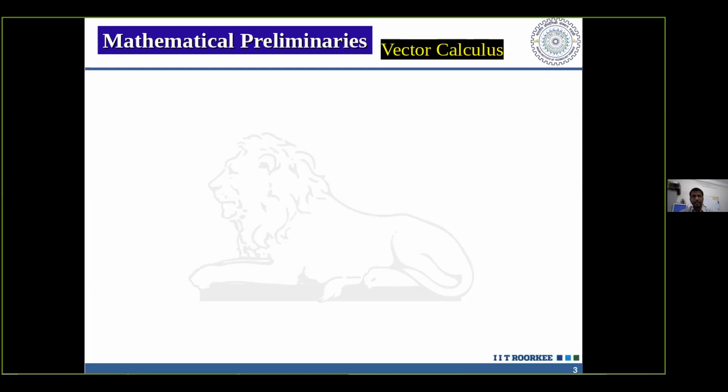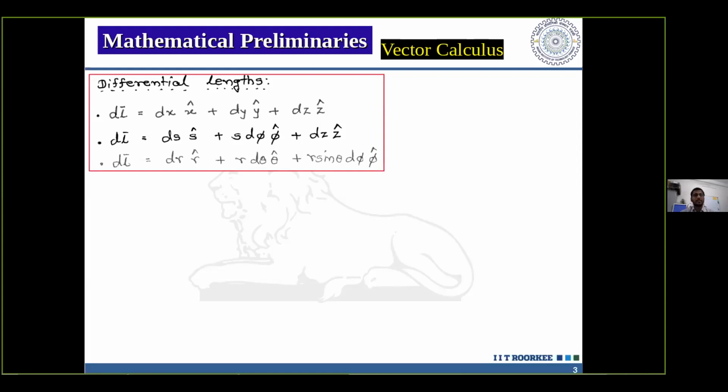What we know for this trick, the best way, of course, all of us remember is the differential lengths. Let me see if I can get the pointer. The first is differential length in Cartesian coordinate system. Second is differential length in cylindrical coordinate system, and the third one is differential length in spherical polar coordinate system.